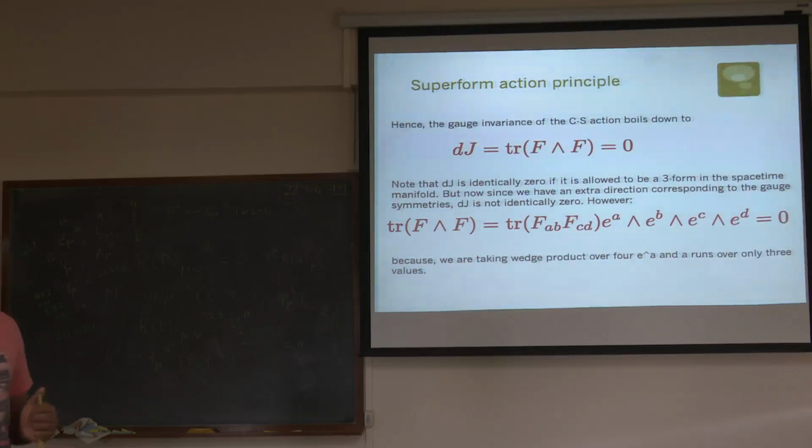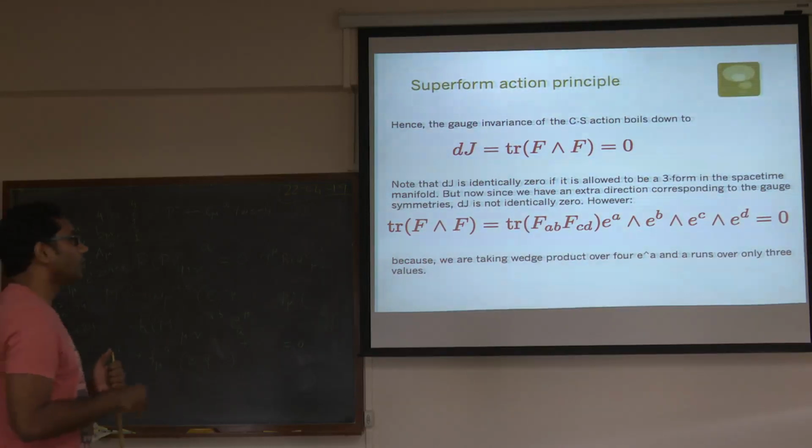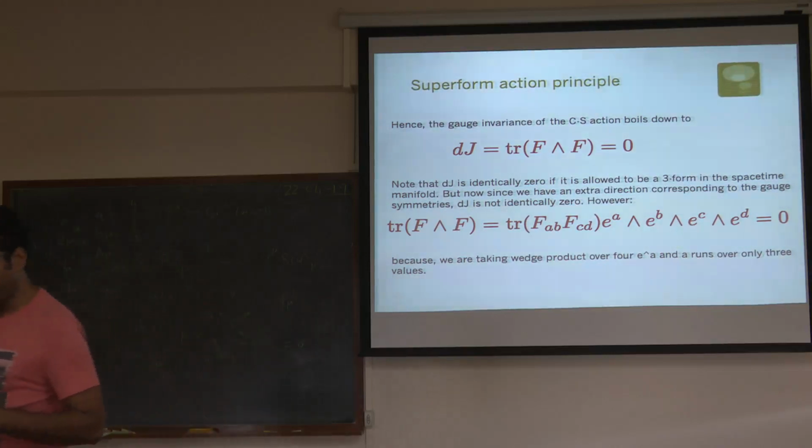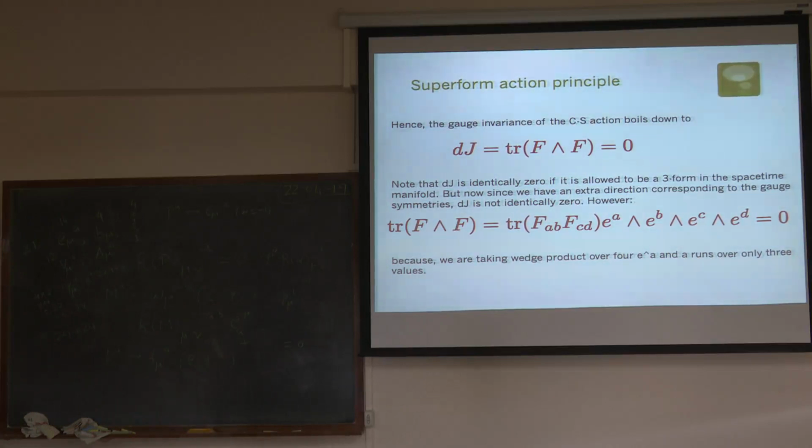So this is the bosonic example that I wanted to give you. Basically, if you geometrize a gauge symmetry to a larger manifold, invariance under that gauge symmetry amounts to saying that the super form that you are using in your action has to be closed. Okay. So that is the takeaway from this discussion.